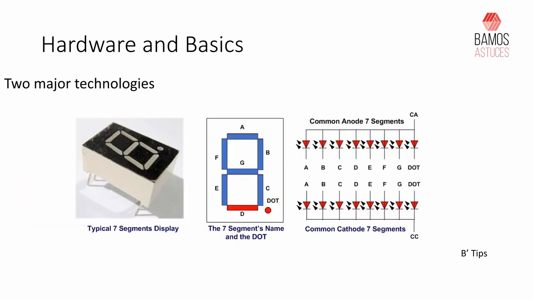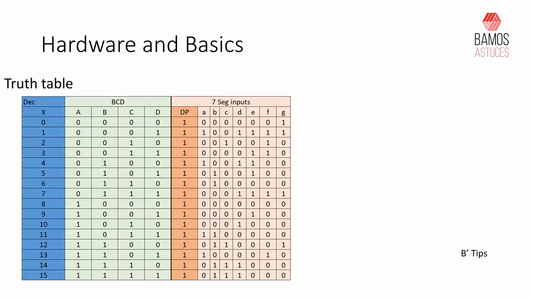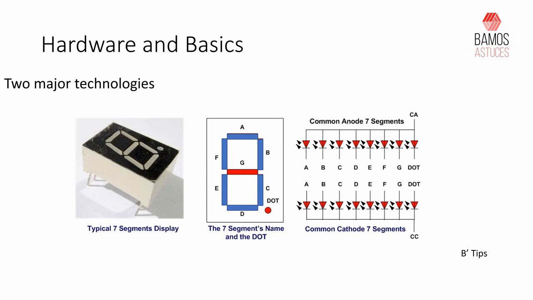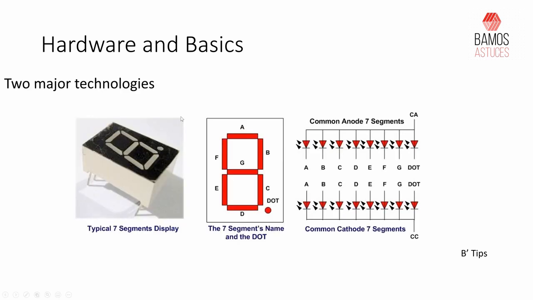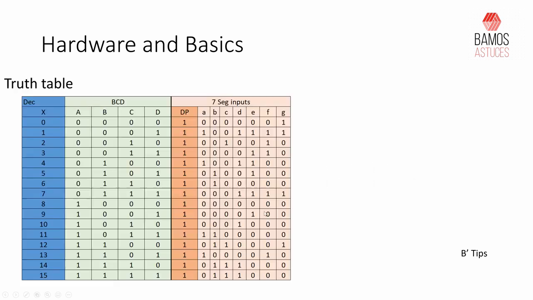Regarding the shape of the number that we want to display, we will decide if we want to turn on the E, the B, or whatever segment we want to turn on. Based on that, we can then realize the truth table. For the DP, we have to set it on 1 for every number because we know that we're not going to use the dot.